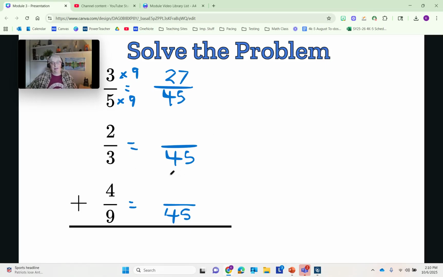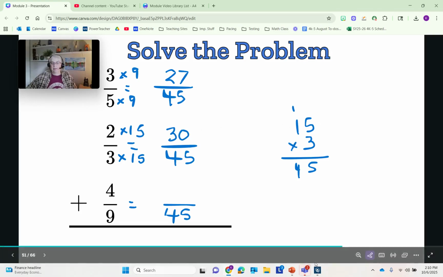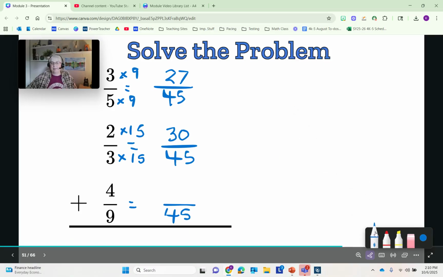3 times what is 45? Well, what was it? I think it's 3 times 15. Let's just double check. 3 times 15. Yep. So we multiplied 3 times 15 to get 45. So I have to do the same to the top. 2 times 15 is 30. All right, let me erase this little scratch fact I did here so it's not confusing anybody anymore.